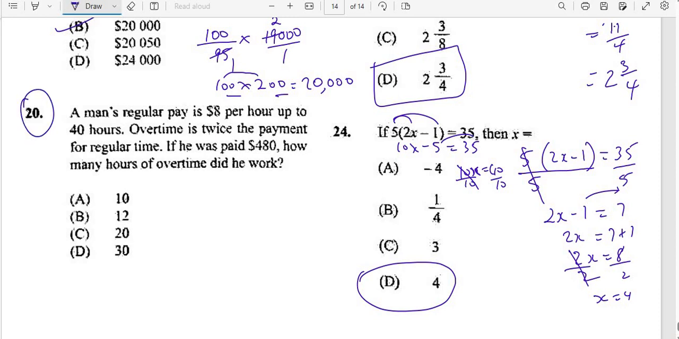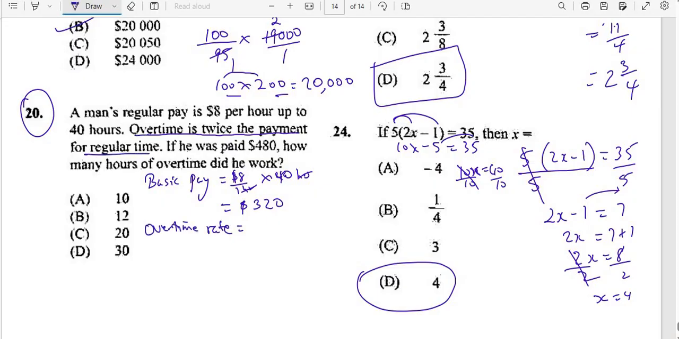A man's regular pay is $8 per hour, up to 40 hours. All right, in other words, his basic pay, that means without overtime, for 40 hours, he's getting $8 per hour. He'll get what? Cancel off the hours, and 8 times 4, that's 32. So $320. It says overtime is paid at twice the payment for the regular time. Overtime rate is going to be twice the regular rate, since it's 2 times the payment. So it's going to be $16 per hour. All right, for every hour worked, he's getting $16.